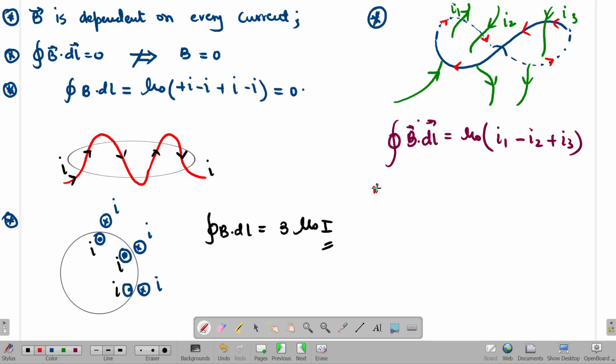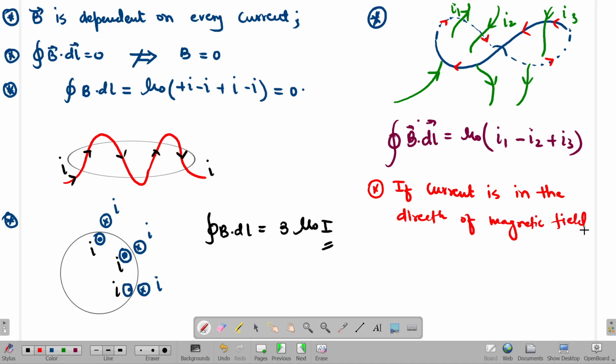So remember that there is another sign convention. If current is in the direction of the magnetic field of the loop, then it is positive. So look over here, if I consider this kind of a loop, then it points out that the magnetic field will be downwards, isn't it? I think I have drawn the wrong diagram. Okay, if I take it like this way, got it or not?